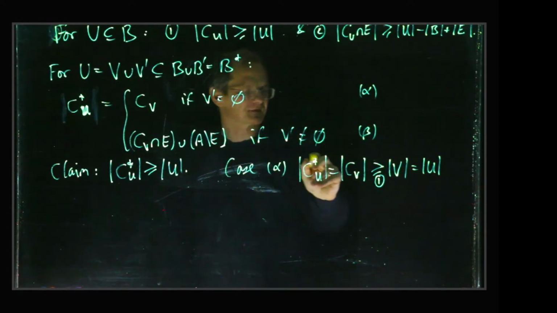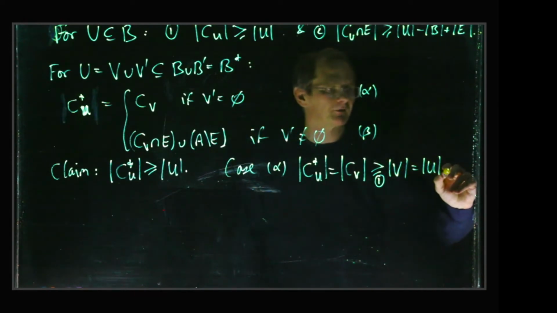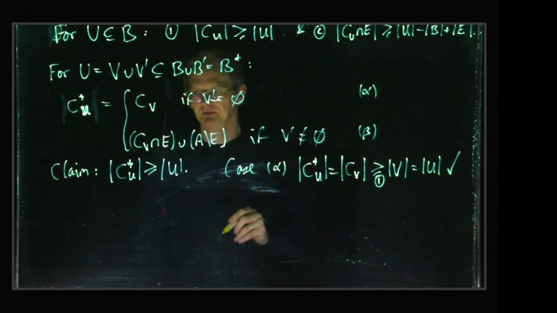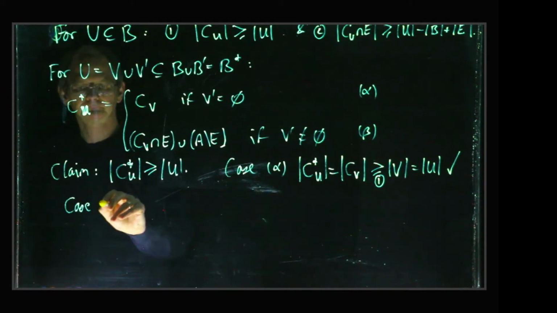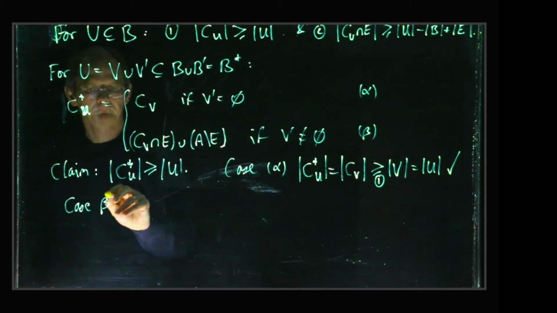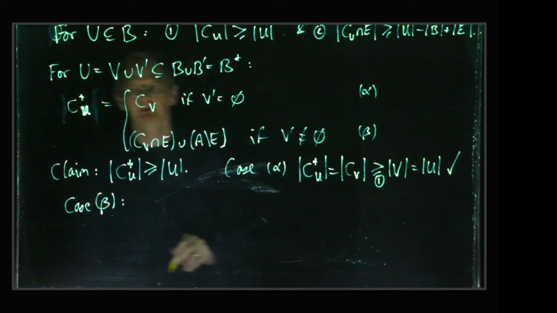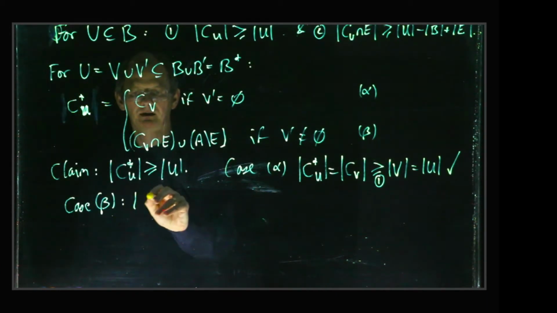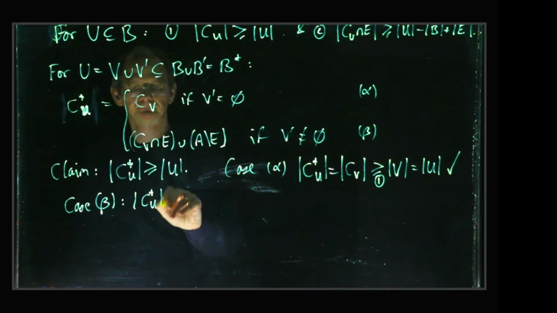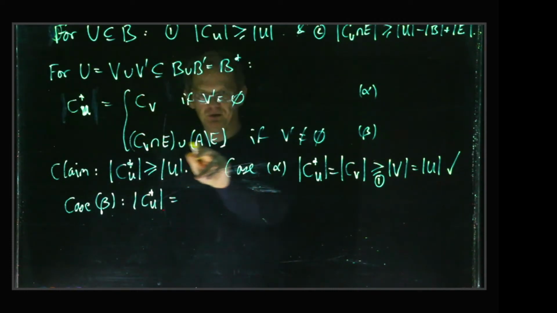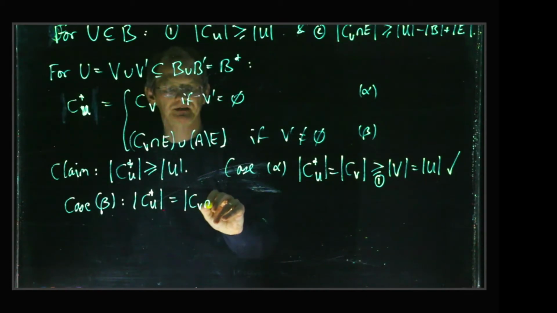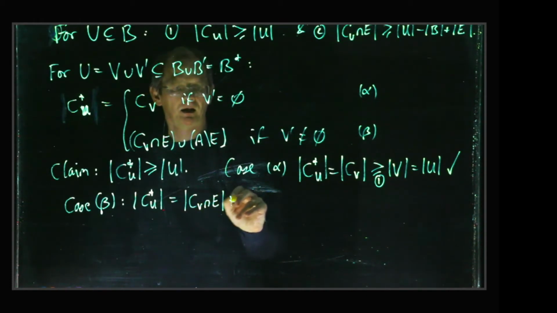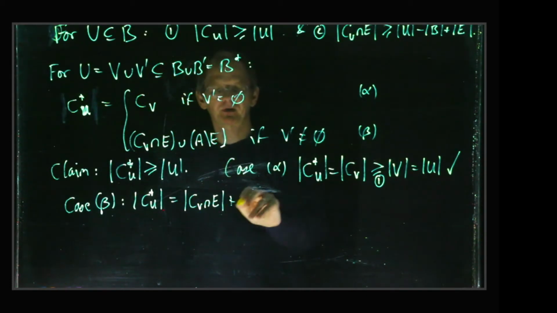So we've got that the size of C star U is at least as large as the size of U, which is what we needed. So in case beta, we've got that size of C star U. As I said, this union is disjoint, so we've got the size of CV intersect E plus the size of A minus E, which is just the size of A minus the size of E.